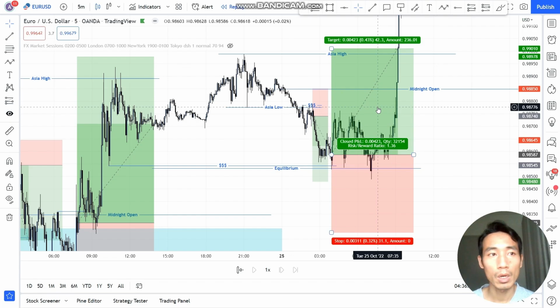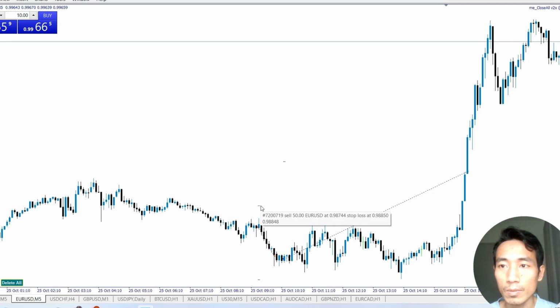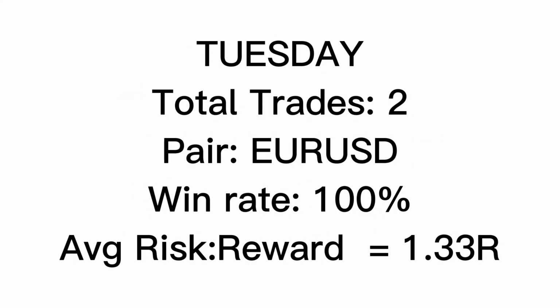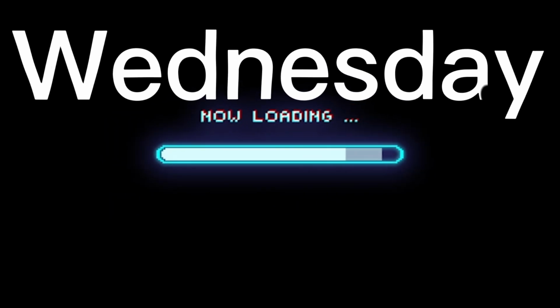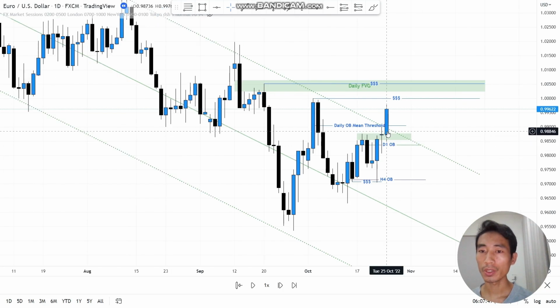So let me show you the execution. Here you can see the execution on 25th October. I shorted right here, and I closed the trade right here. Right here, and then I went long right here, and I closed the trade right here. This little one is stop loss. So you can see on Tuesday, eventually price rallied down into this area right here and pushed higher.